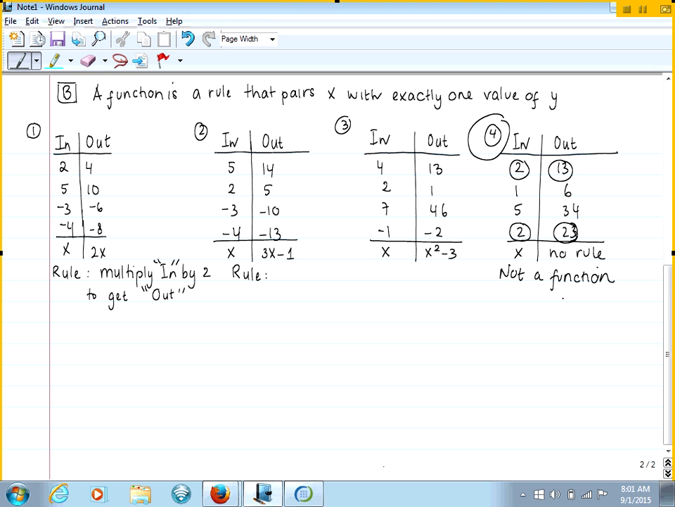So a function is a type of special relationship. It is a rule that assigns x with exactly one value of y. So this is repeated. The in is repeated. All right. Good. So any questions so far? Are we good? Continue. All right.